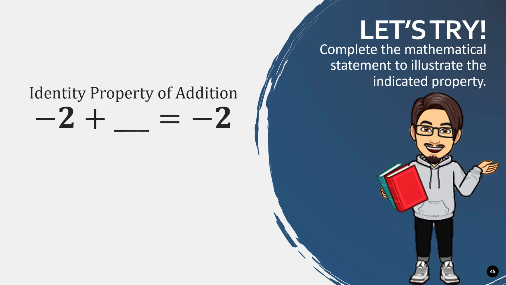Apply the identity property of addition. Negative 2 plus blank equals negative 2. What's the answer? Correct. The answer is 0. Kasi ang 0 ay ang tinatawag nating additive identity. Okay? Good.